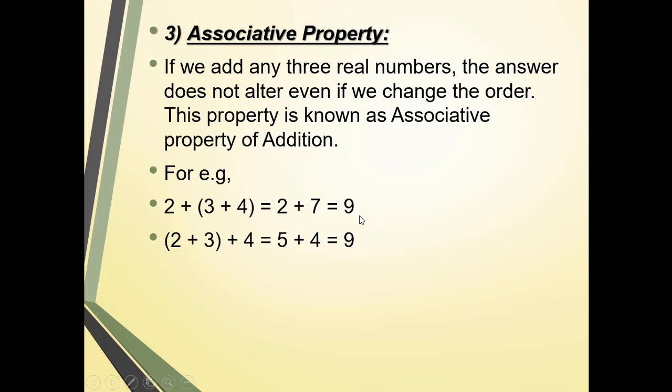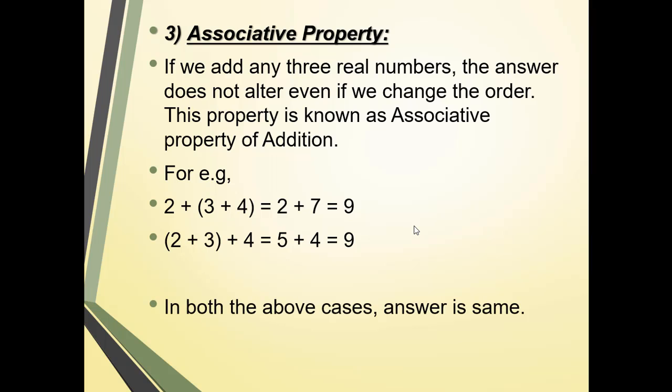In the next example we add these values first. 2 plus 3 is 5, and then we add this 4 to it, so 5 plus 4 is also 9. So in both cases the result is the same. Whenever we add any three real numbers, we always get the same answer even if we change the order. This property is known as the associative property of addition.